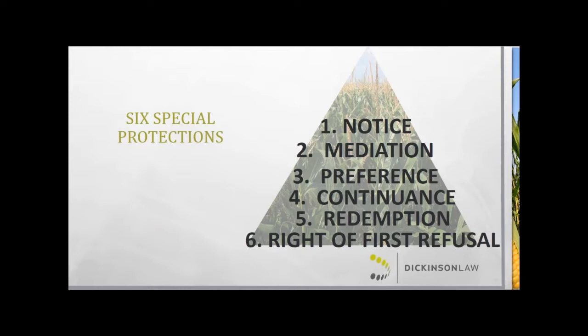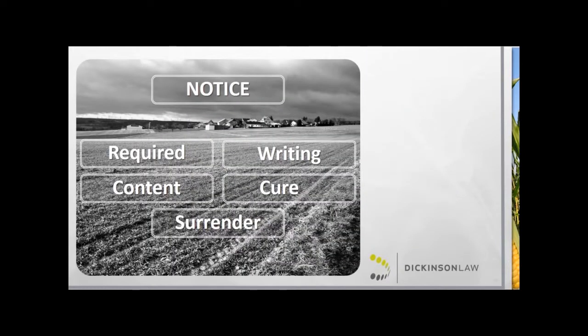There are 6 different protections that we're going to talk about briefly today. I'm a little pressed for time, so again, I don't expect that anyone would be able to answer a quiz at the end, but I want you to be aware that there are notice protections, a requirement for mediation, certain preferences given in the receivership. The borrower will have an opportunity to request a continuance that other borrowers would not. The borrower will always have the right for redemption after the foreclosure, and even at the end of the process, the borrower will have a right of first refusal before there is any type of sale.